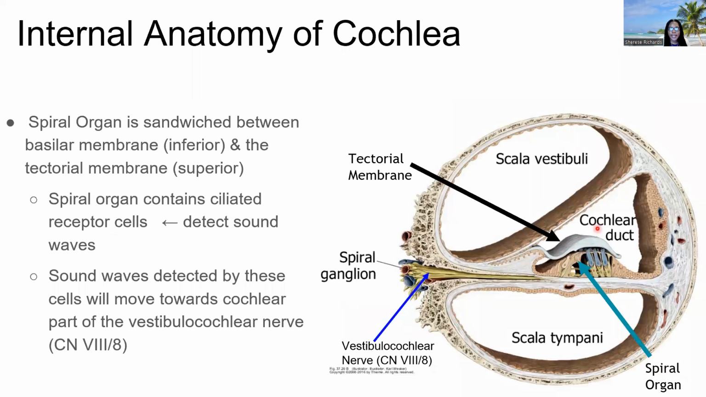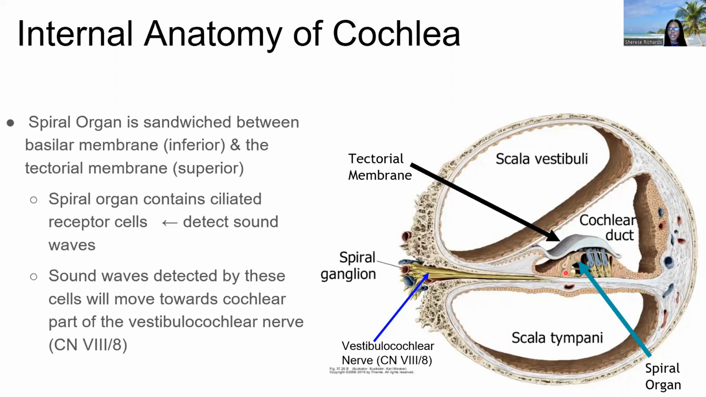Okay, here is a different view of these structures. So we have the scala vestibuli, the vestibular membrane, right? So not to be confused here with the vestibular membrane and the basilar membrane that we just described. The membrane found within the cochlear duct is referred to as the tectorial membrane. And then we also have the spiral organ.